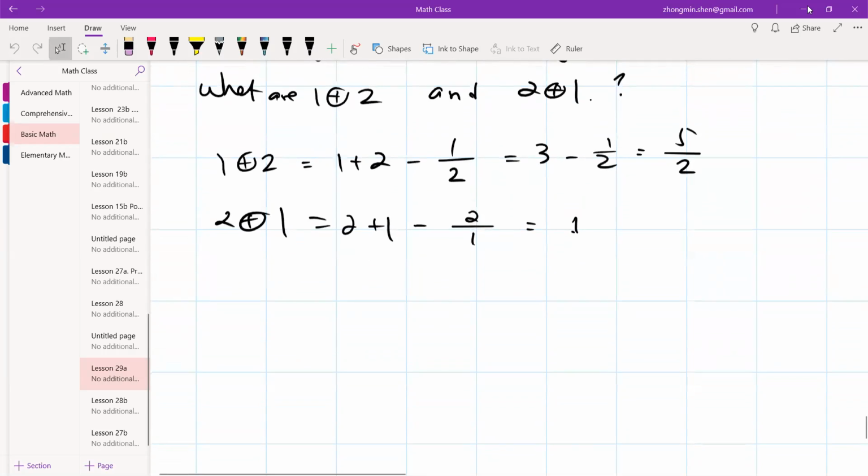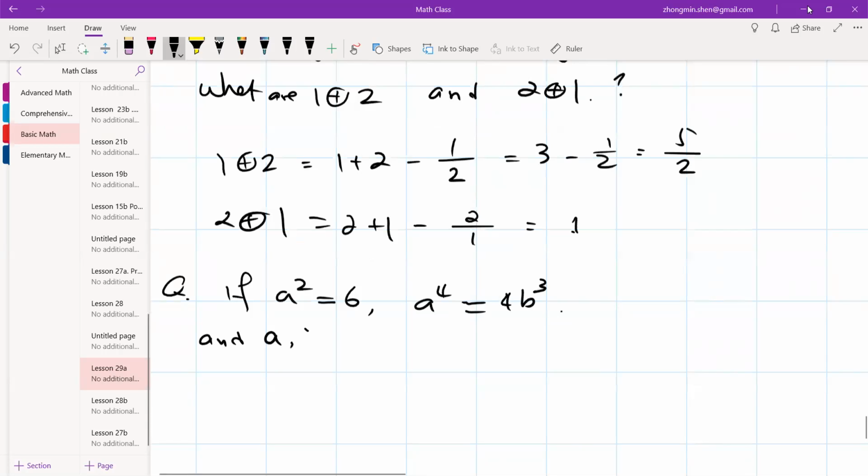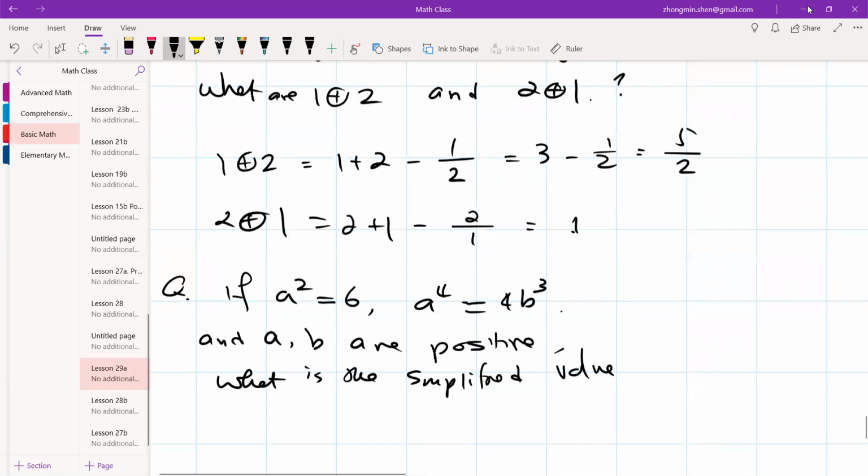Yeah. So our next problem is: if a squared equals 6, and a to the 4th power equals 4b cubed, and a, b are positive, what is the simplified value of a squared b cubed?